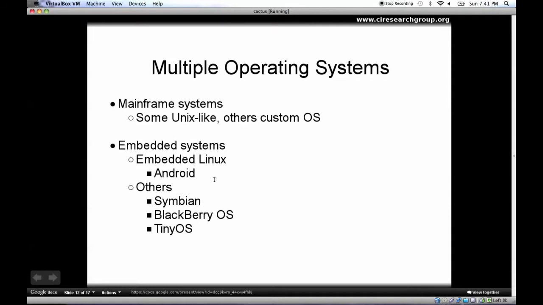Now, there are some mainframe systems out there also, some of which are Unix-like. Some use custom operating systems. There are a variety of players in the embedded systems market. However, that's presently dominated by Android, with Apple's iOS, which is based on Mac OS X, in close second. Others, Symbian, BlackBerry OS, TinyOS, are confined to smaller markets.